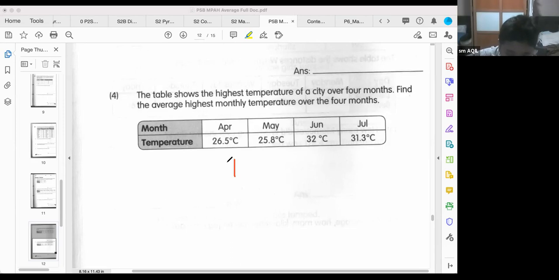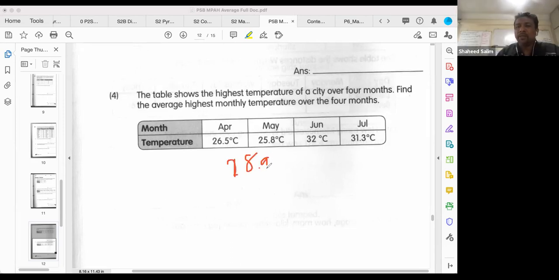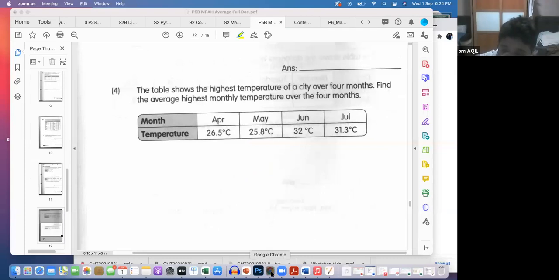Okay, now I just want to show you. You must understand what you are learning. But I'm going for exam, I don't need to learn. You must know all this meaning. Why is it important? I just show very quickly. Equals to 28.9. Well done.